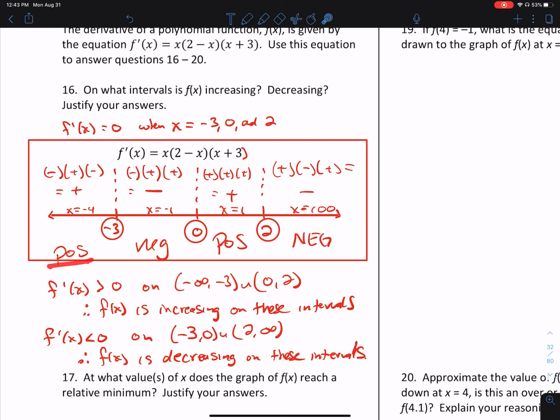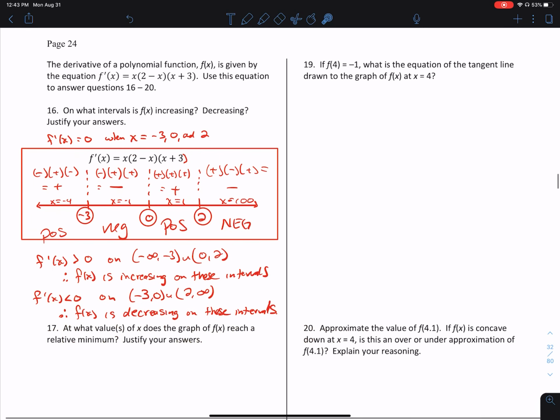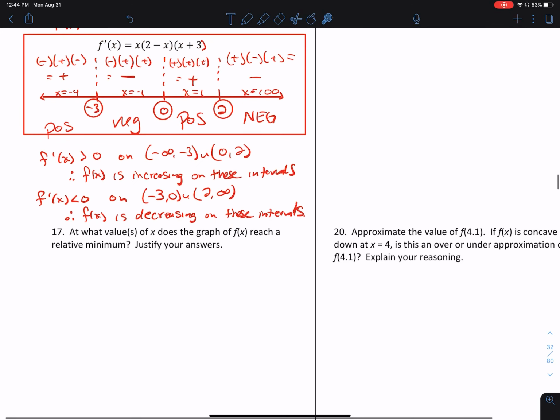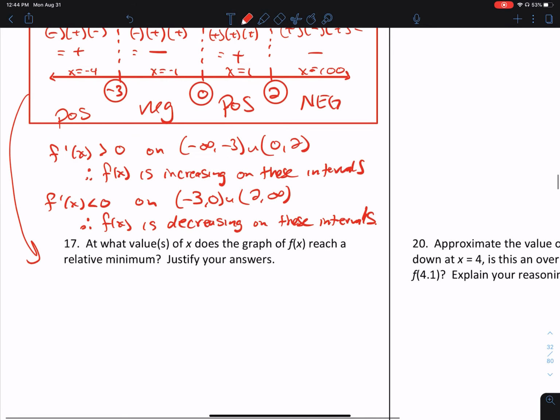the derivative is positive, the original function is increasing. Whenever the derivative is negative, the original function is decreasing. 17. At what values of x does the graph f of x reach a relative minimum? Justify your answer. Well, we're using this sign diagram for f prime again here. We don't need to draw it again.